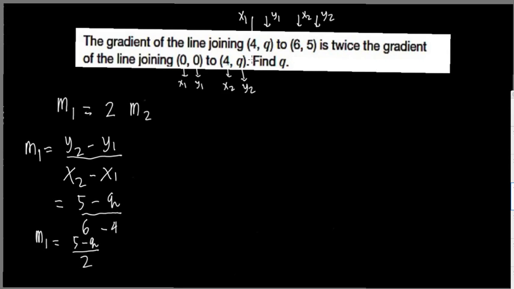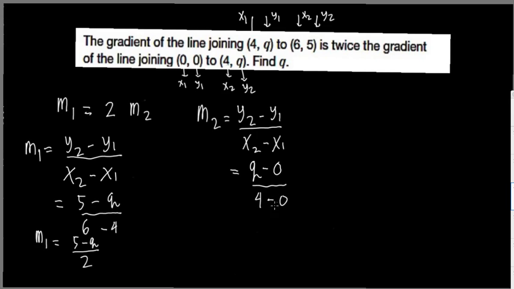And then for the second gradient, we do the same thing, y2 minus y1 over x2 minus x1. y2 is q minus 0, x2 is 4 minus 0. So we get q over 4.